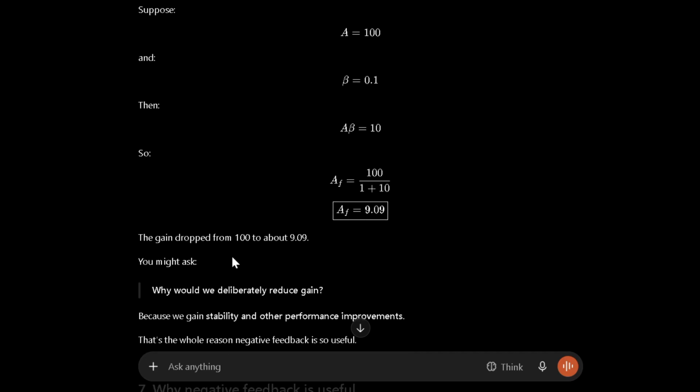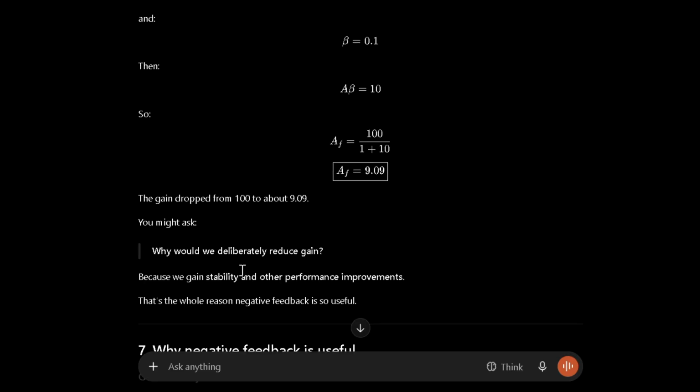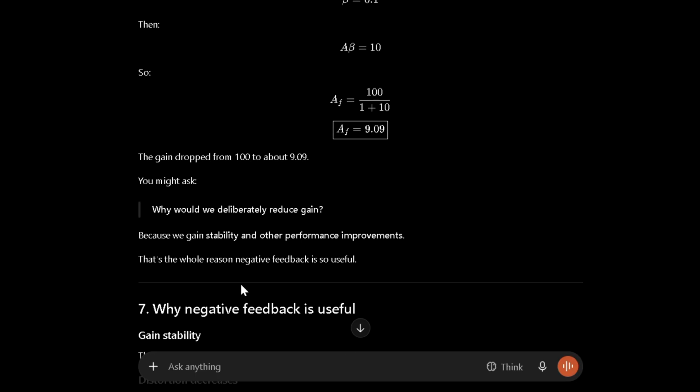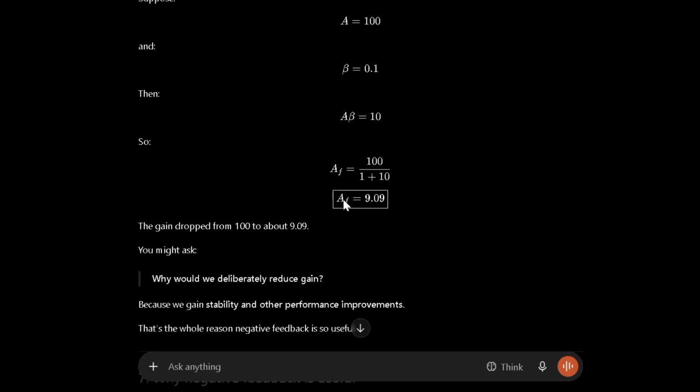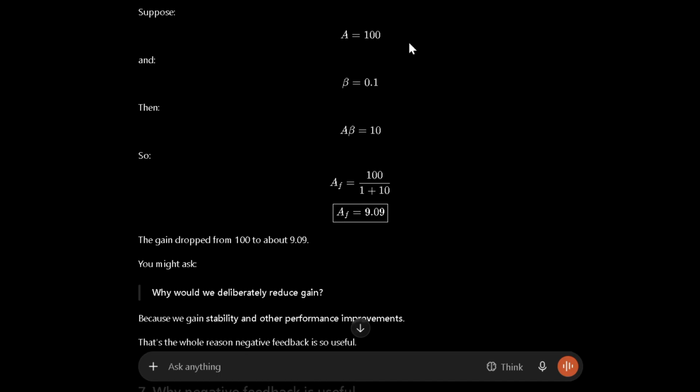You might ask why would we deliberately reduce the gain? Because we gain stability and other performance improvements. That's the whole reason negative feedback is so useful. The gain dropped from 100 to 9.09. How much gain dropped here? This is the gain, and this is the feedback you are checking, like how much it is dropping. The drop is from 100 to 9.09.